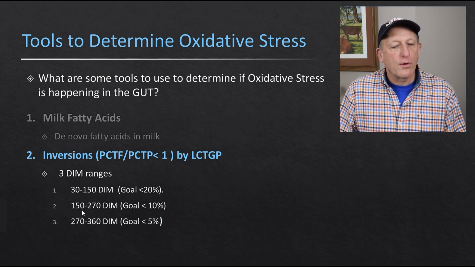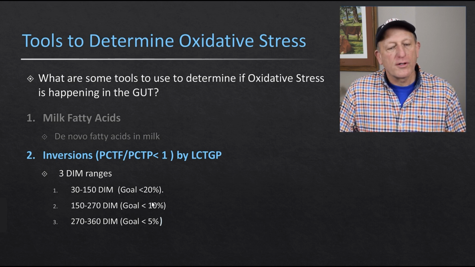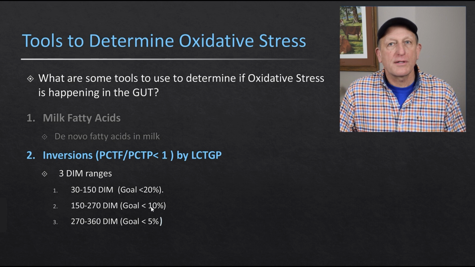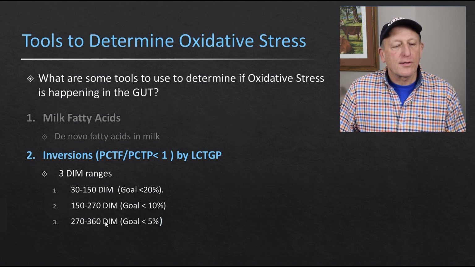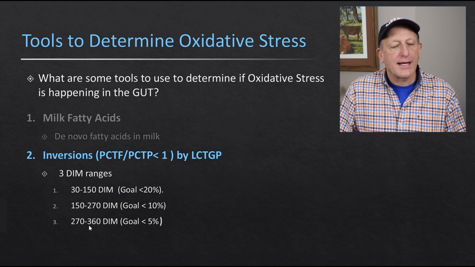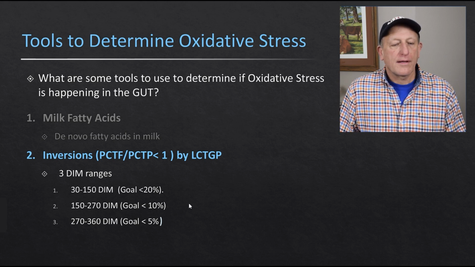But I'm going to tell you that over 90% of herds I analyze have way too many inversions in this group, and that causes all the decrease in milk persistency post-peak. And then the third group we look at is 270 to 360 days in milk, and we should see less than 5% inversions.